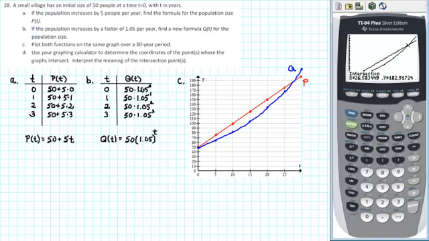So let's indicate the points of intersection on our graph. The first one is 0, 50, and the second one is approximately 26.6, 183. What is the meaning of these intersection points? Well, it means that under both scenarios, the populations will be the same initially and after about 26.6 years. Initially, both populations will be about 50, and after 26.6 years, both populations will be approximately 183 people.